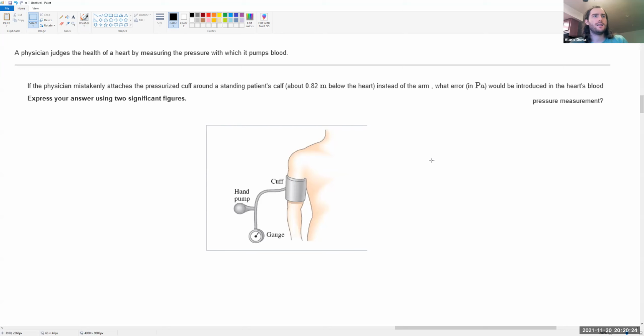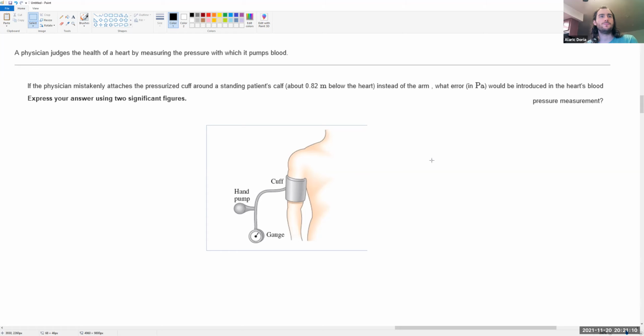So we have a situation where a physician wants to measure the blood pressure of a patient. Suppose the patient is standing up. A physician judges the health of a heart by measuring the pressure with which it pumps blood. If the physician mistakenly attaches the pressurized cuff around a standing patient's calf, kind of silly, about 0.82 meters below the heart, instead of the arm, what error in Pascals would be introduced in the heart's blood pressure measurement? Express your answer using two significant figures.